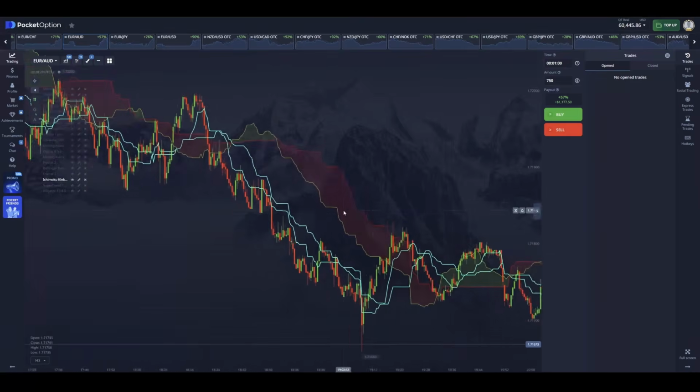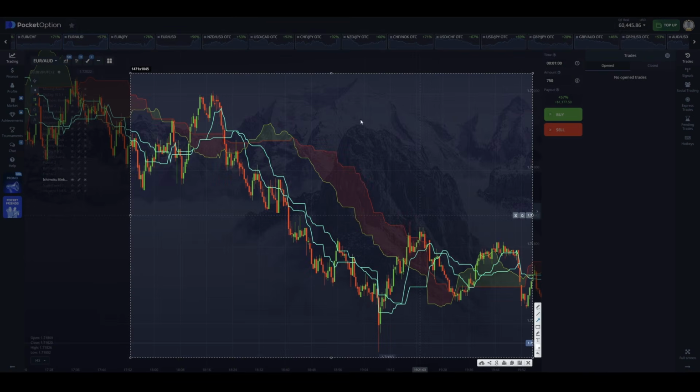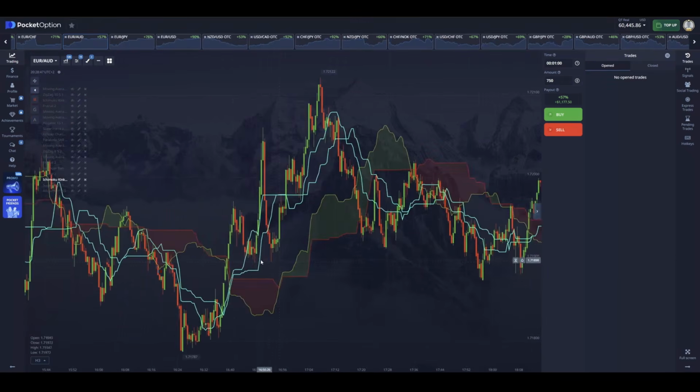$420 lands in my account. And now look at these examples of entry points. Just look, 1, 2, 3. A total of 6 entry points in a short period of time, and only after that was there one loss. So you see, we had 6 wins and only 1 loss. A very safe and cool strategy.